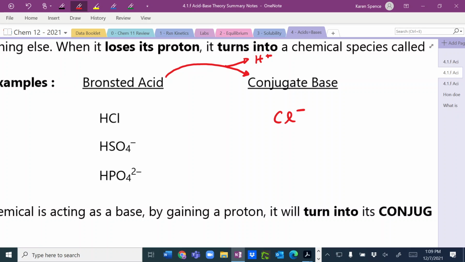What about HSO4-? It's going to be SO4. We remove that hydrogen, and it becomes 2-. How about HPO4 2-? It becomes PO4, the H is gone, and then it's 3- because we lose a positive charge.